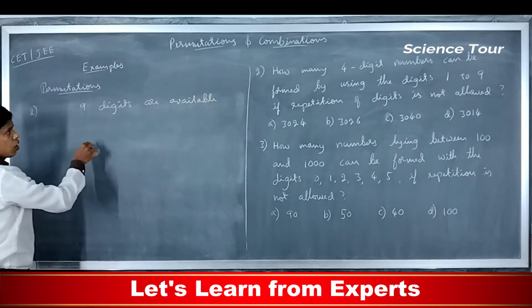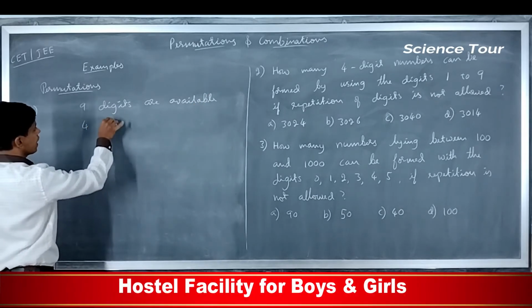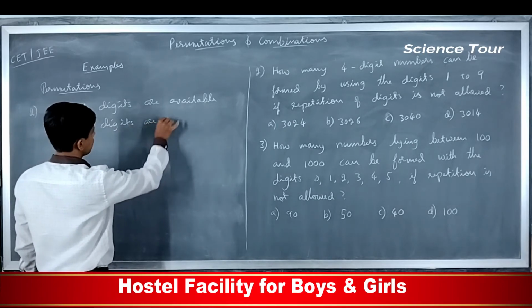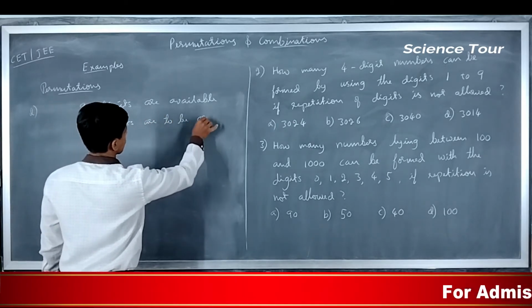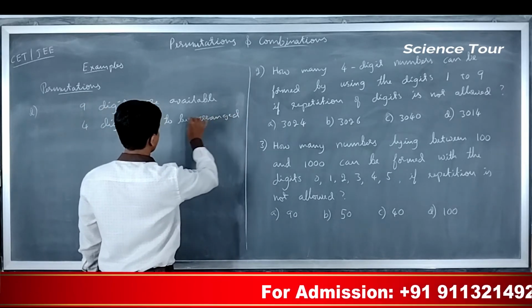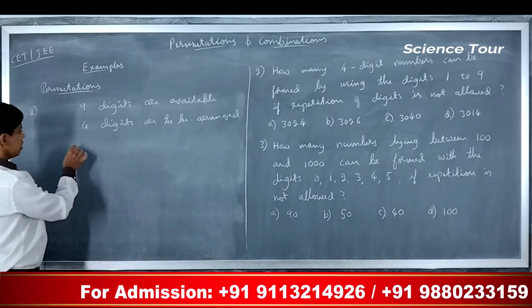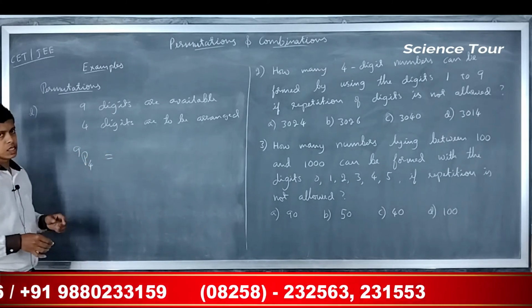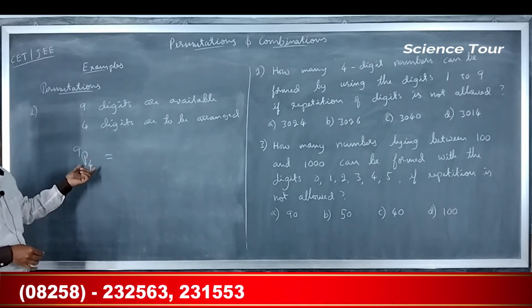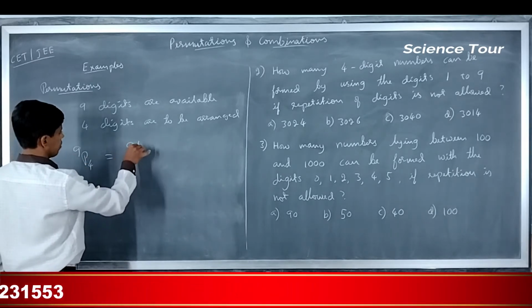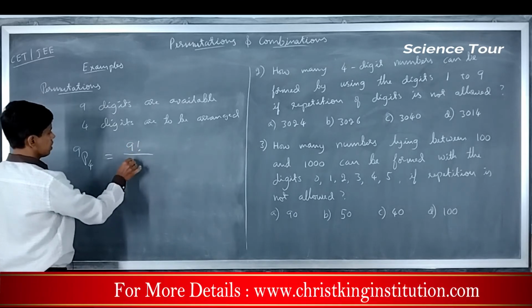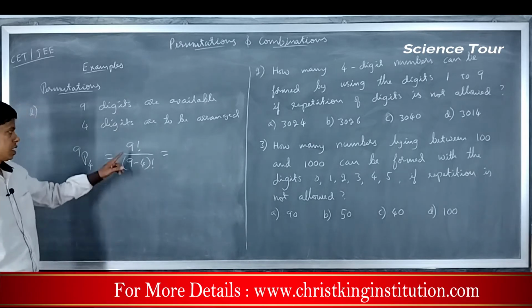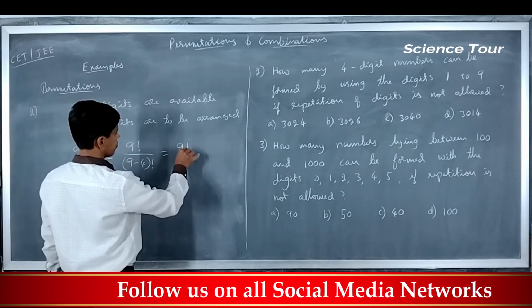Out of this, you have to take 4 digits and arrange them. So 4 digits are to be arranged. Now if you want to do that, it is just arranging 9 objects in 4 places. So it's a straightforward question. What is 9P4, the nPr formula? So n factorial, 9 factorial in this case, divided by 9 minus 4 factorial. Okay, so that is 9 factorial divided by 5 factorial.